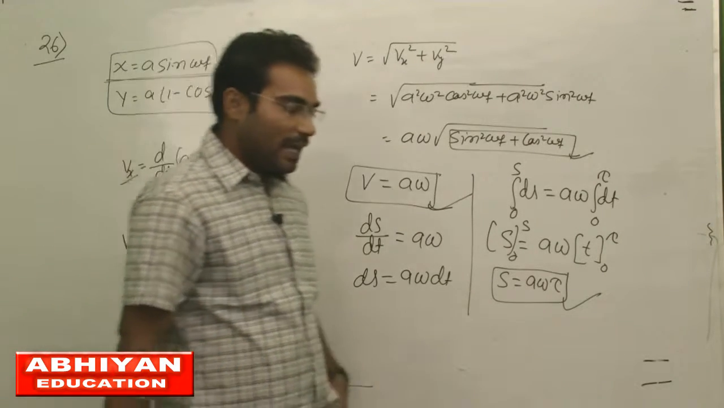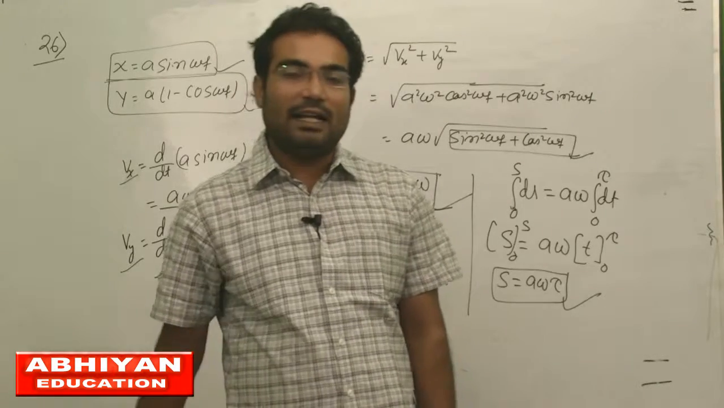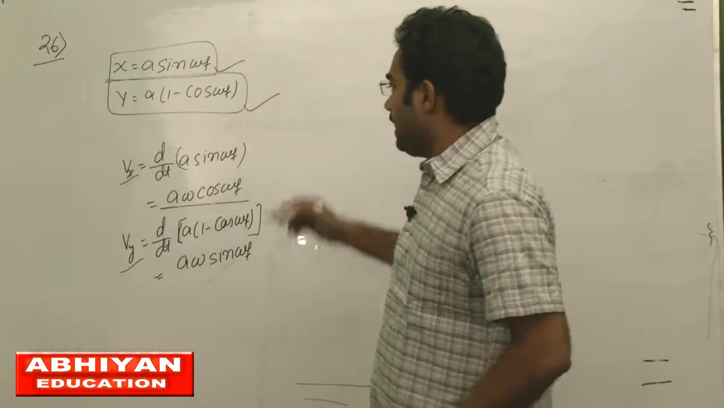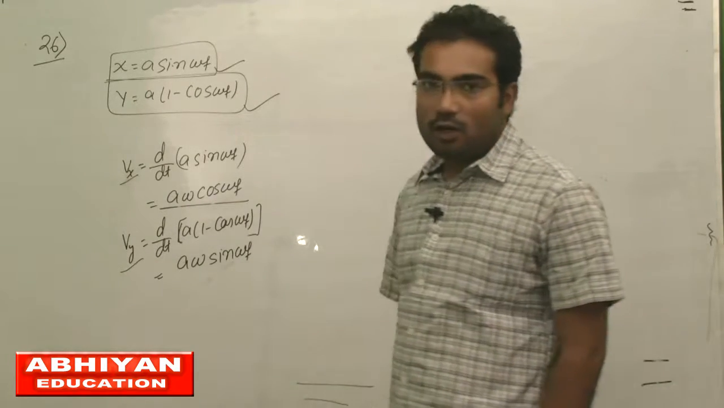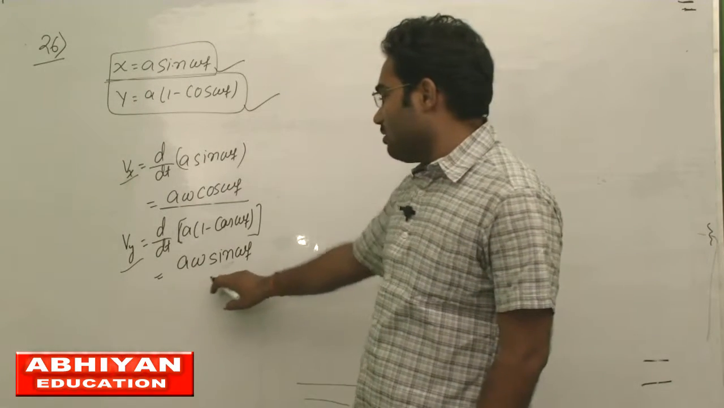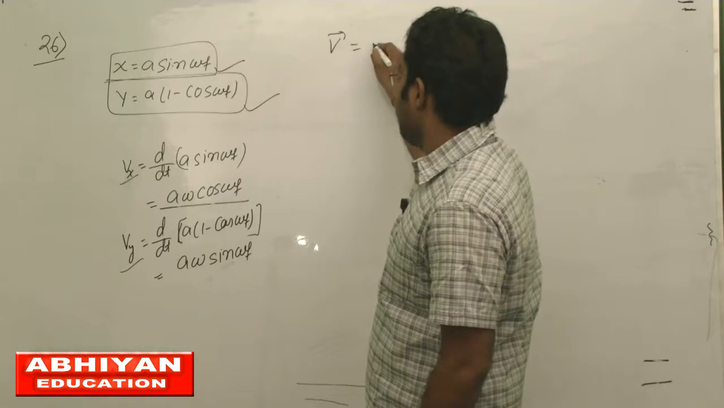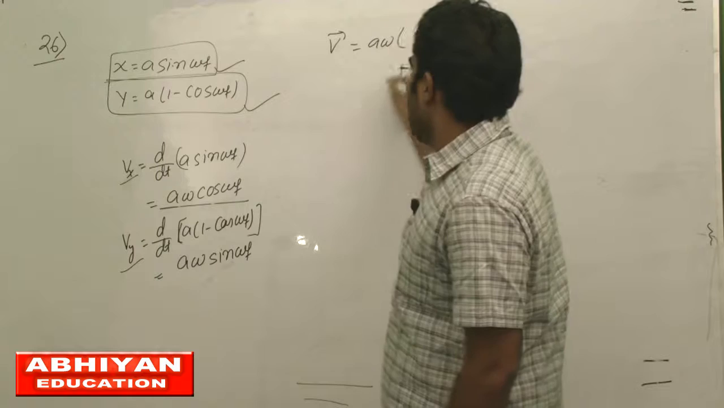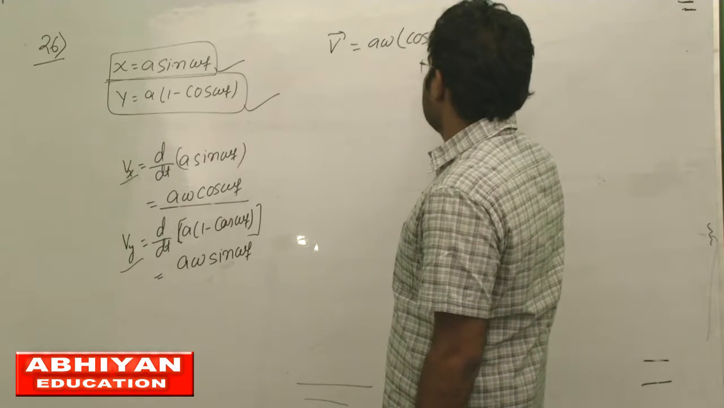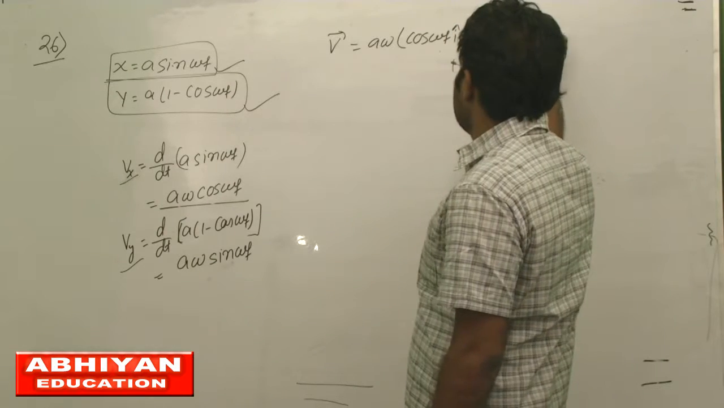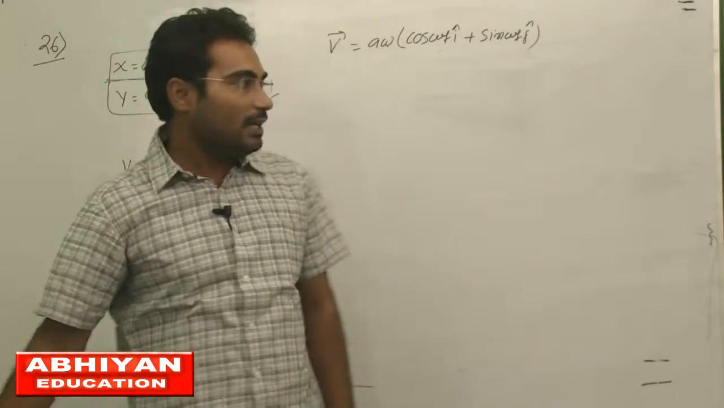Now we have to find the angle between the velocity vector and the acceleration vector. From the equations, Vx equals a omega cos omega t and Vy equals a omega sin omega t. So the velocity vector is given by a omega, which is common, times cos omega t i plus sin omega t j. This is the velocity vector.